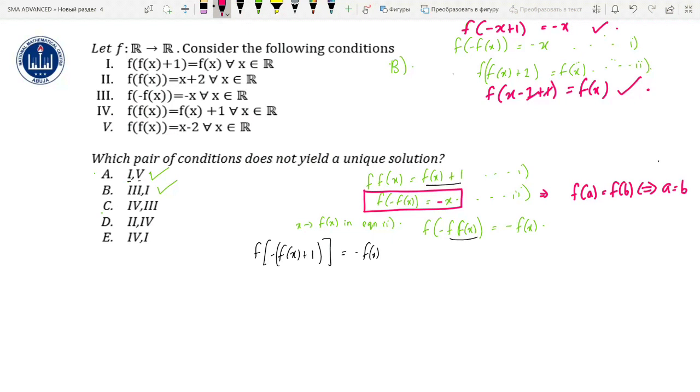So now, from the fact that this function is injective, we can also get that this function is also surjective. Why? Because this right hand side now, let's consider one side of the equation.